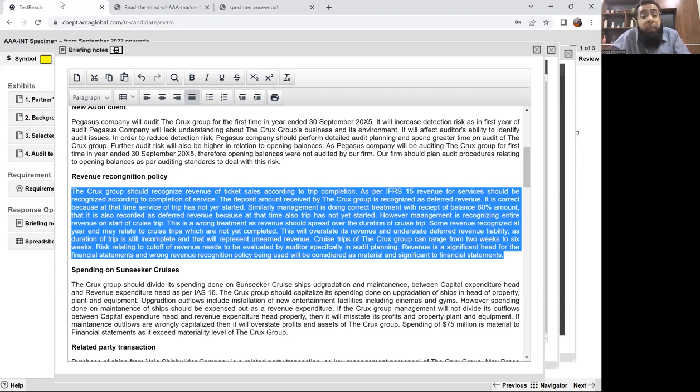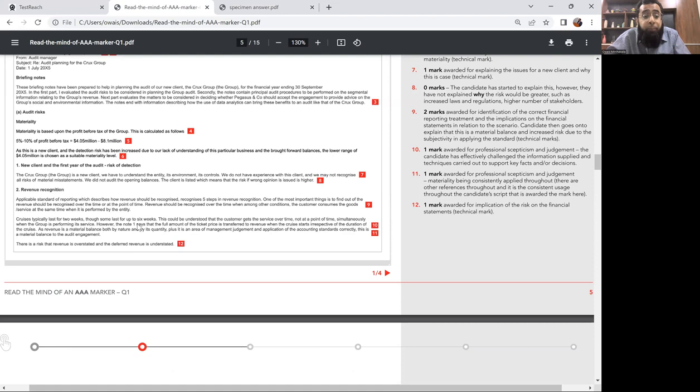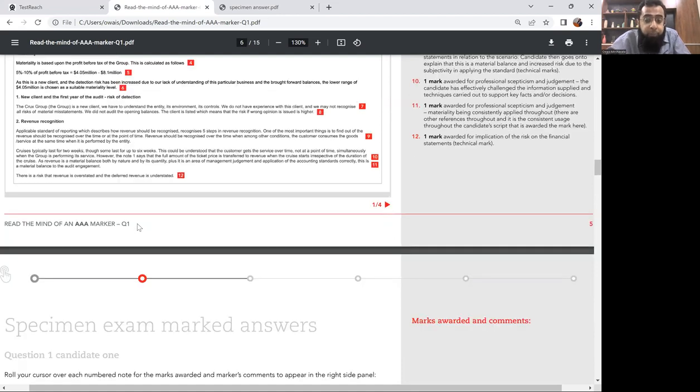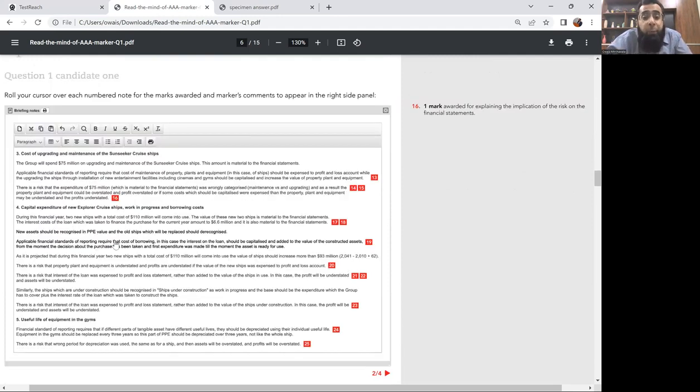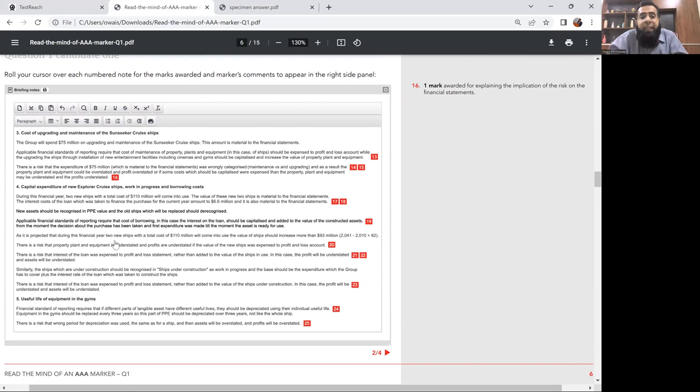Okay? Now let's read further what he is writing more. Now if we drag down, okay, it will be very good if you print out this document, because when I am opening it on the screen, the font size is very small because we have to read the comments also in parallel. So if you print out the document and read it along, it will be very easy for you. Now, cost of upgrading and maintenance of Sunseeker cruise ships.